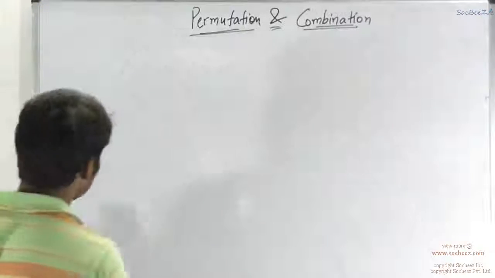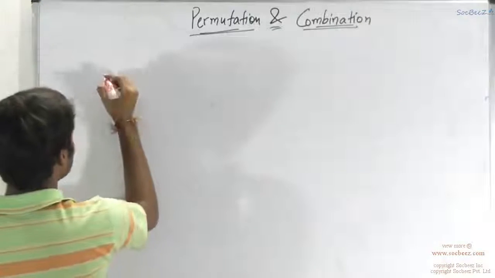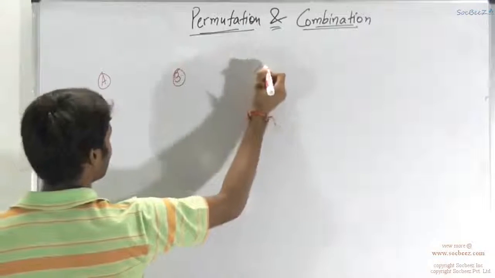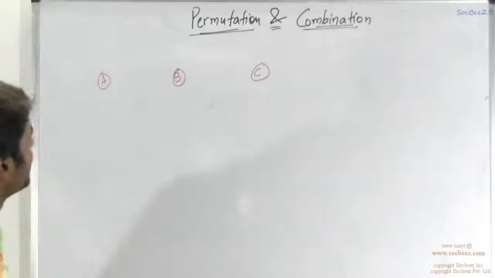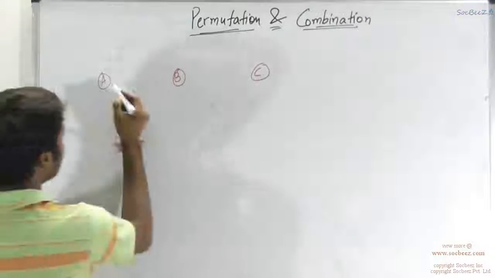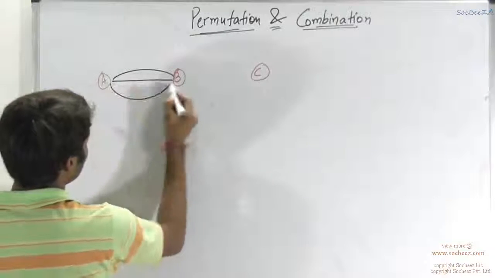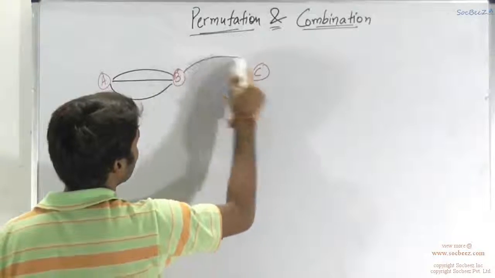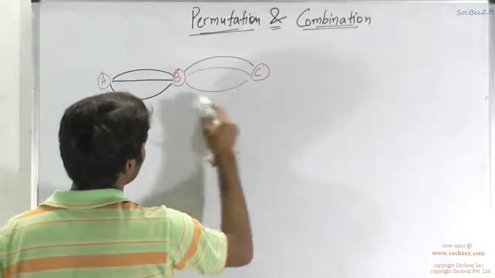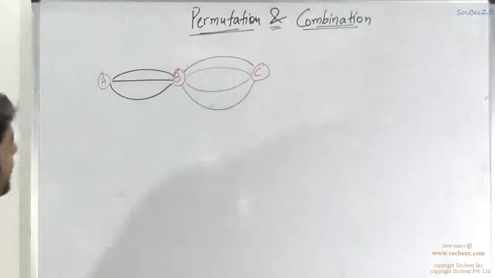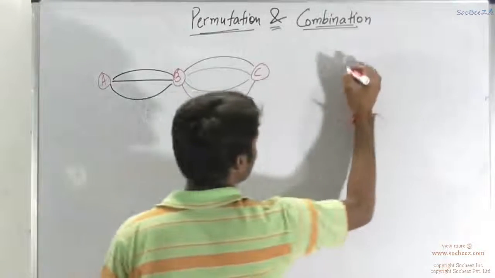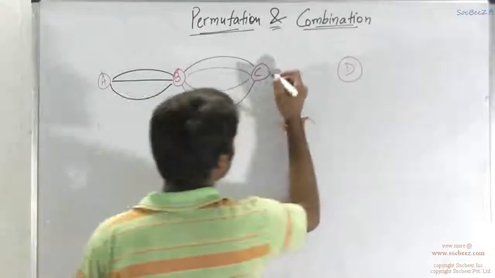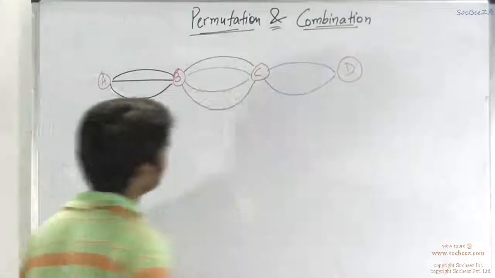So I will do one more example for the multiplication principle. Let us suppose you have a city A. There will be another city, say B, and a third city, say C. If I say there are 3 ways to go from A to B, and from B to C, I have 4 ways. And let us suppose we have another city, say D. If I say from C to D, I have just 2 ways to go.